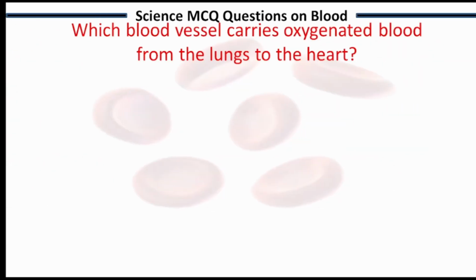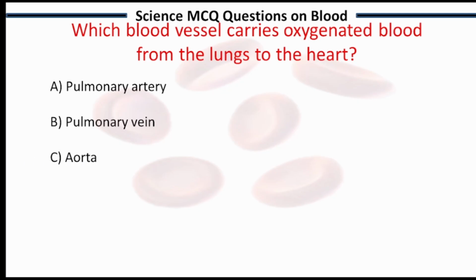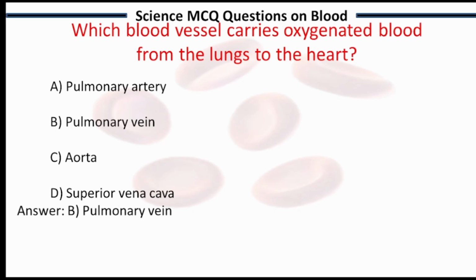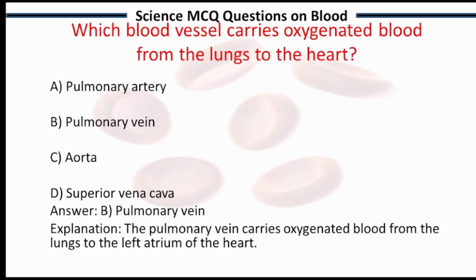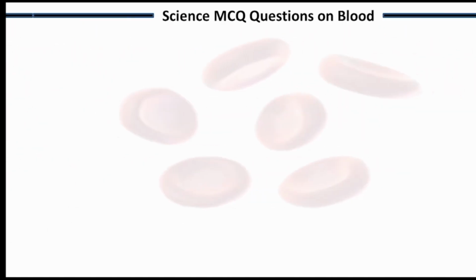Which blood vessel carries oxygenated blood from the lungs to the heart? Option A pulmonary artery, option B pulmonary veins, option C aorta, option D superior vena cava. Right answer is pulmonary vein. The pulmonary vein carries oxygenated blood from the lungs to the left atrium of the heart.